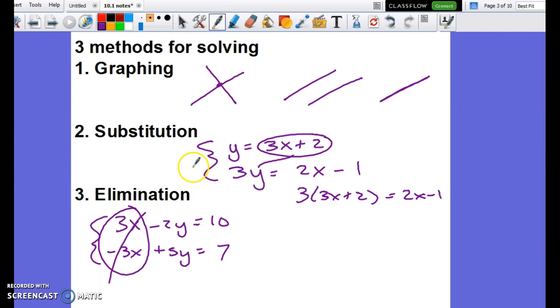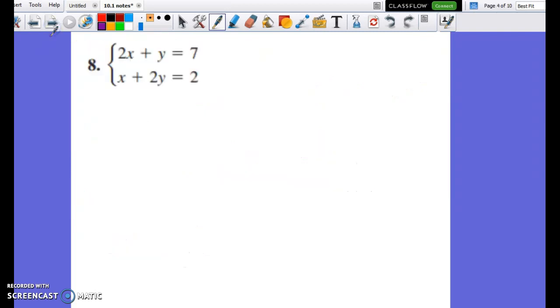Now you can use either of these methods. It does not matter which one. But sometimes it is easier to use one than another. So let's look at some examples.